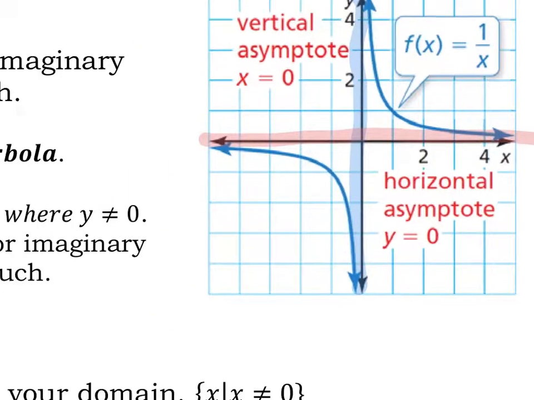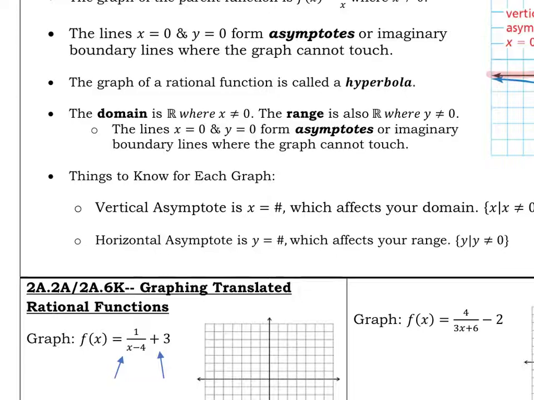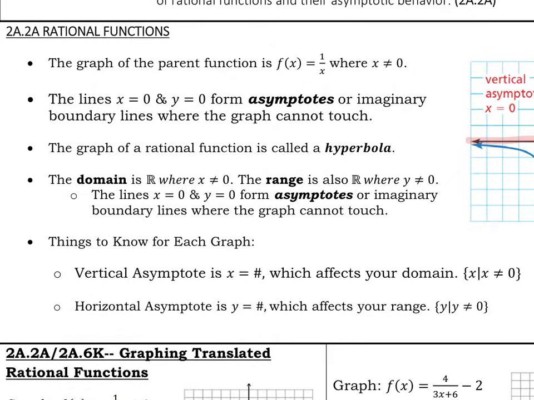So as you can see on the bottom here, the domain is all real numbers except where x cannot equal 0. The range is also all real numbers except where y cannot equal 0. The asymptotes are imaginary boundary lines where the graph cannot touch.